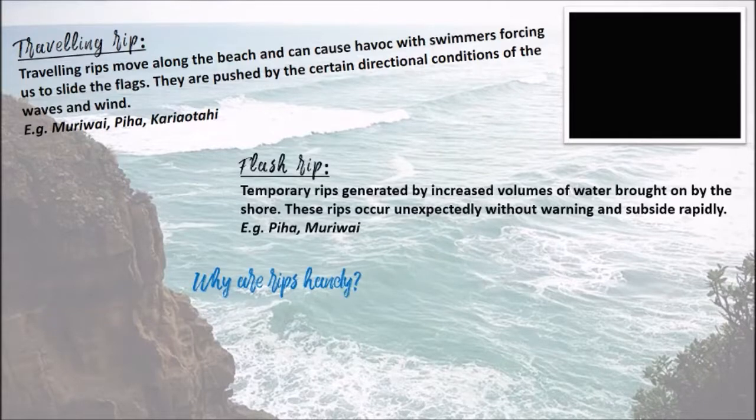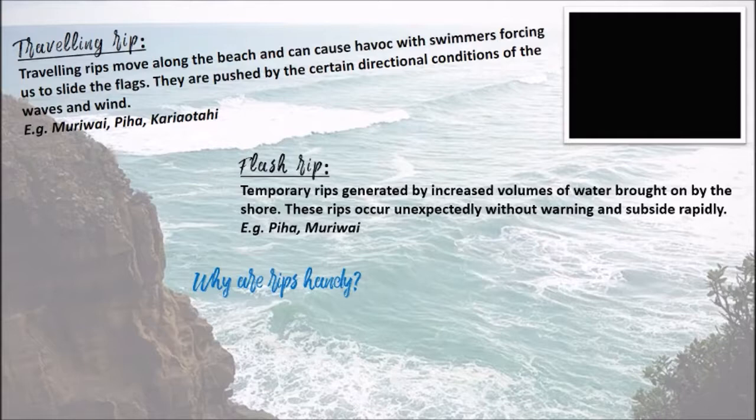Flash rips, we see this one at Piha most definitely. Temporary rips generated by increased volumes of water brought onto the shore. These rips occur unexpectedly without warning and subside rapidly. More so with the Piha situation, the sea floor is so changeable, and what you end up seeing is that because of those large volumes of water, it messes with the sea floor rapidly, creates a rip, but then covers it up again, creates a little gully channel, and then covers it up again and creates one somewhere else.